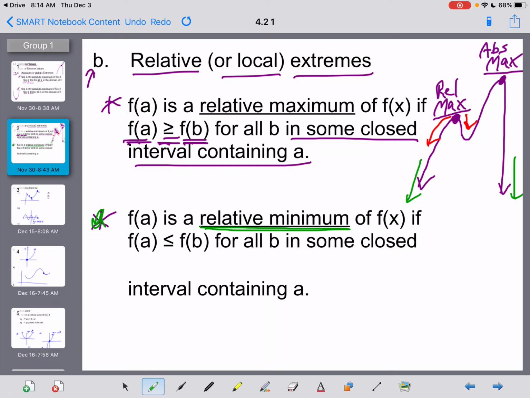But in terms of a relative minimum, is there one point that's lower than all the points around it in both directions? And the answer to that is yes. You've got that one happening at this point right over here. That is what a relative minimum looks like.